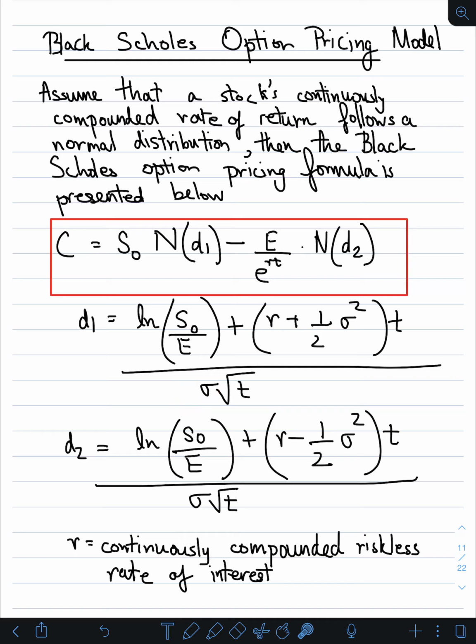If we use all those values, we're going to get values for d1 and d2. Then we plug them into this formula, obtain the normal distribution values at d1 and d2, and then we plug in the other characteristic information, and we'll get the value of that European call.